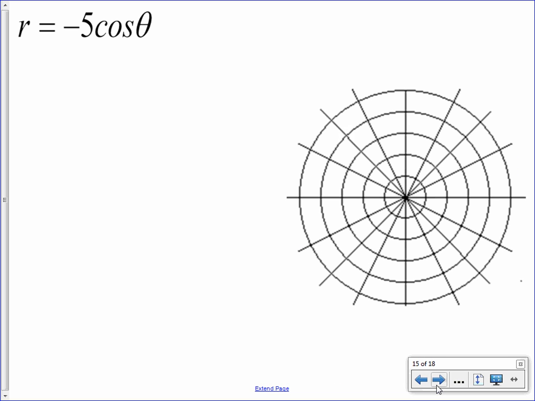-5 cosine theta. What is it? Is it one or the other one? It's a circle. It's a circle with a diameter of 5. It's a rose curve with 1 petal. You could also think of it as a dying rose.